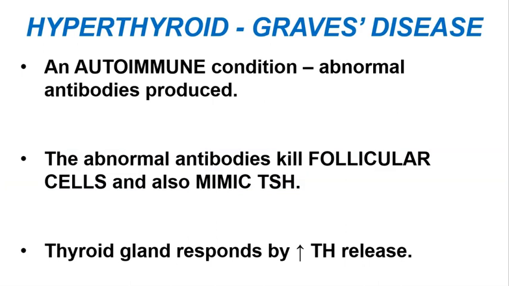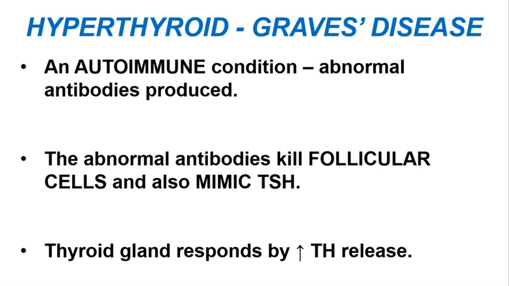So now let's examine what happens when the thyroid releases too much thyroid hormone. This is referred to as hyperthyroidism. And these are conditions that increase the secretion of thyroid hormones from the gland. One that we will specifically investigate here is called Graves' disease, and this disease is a condition in which the immune system produces abnormal antibodies that attack the thyroid gland.